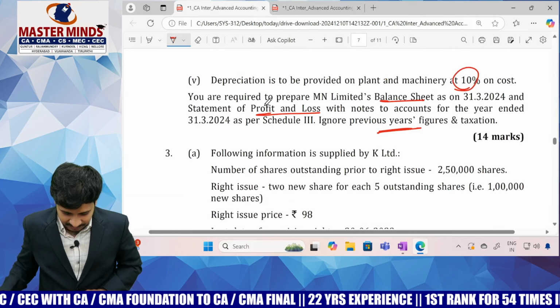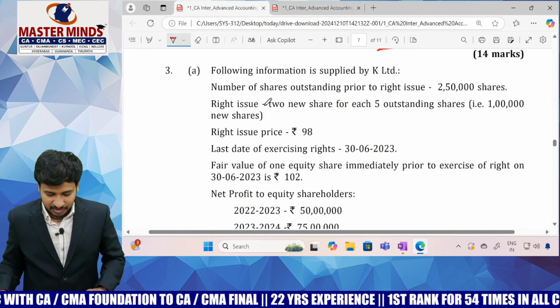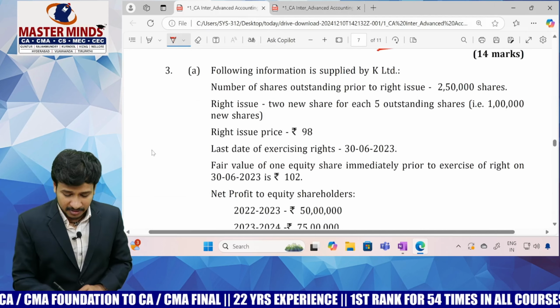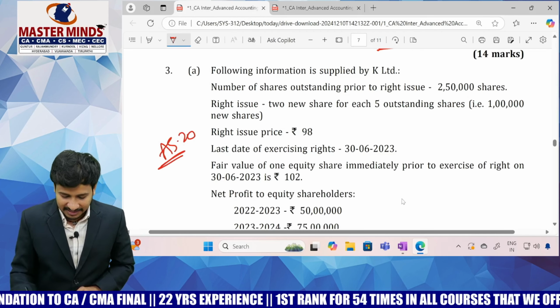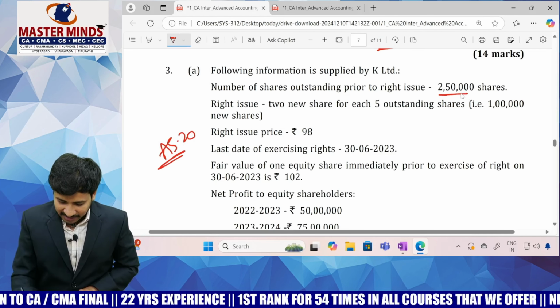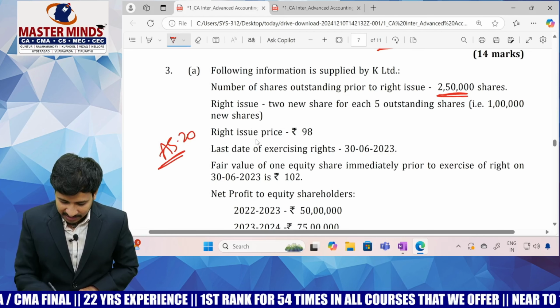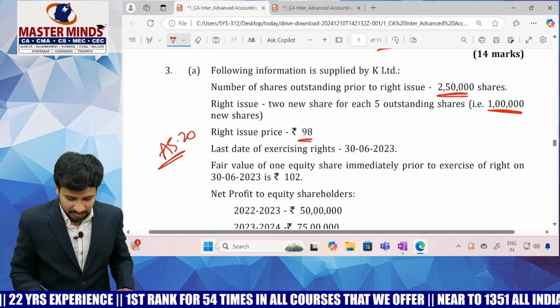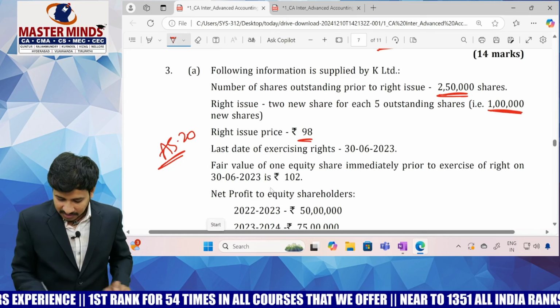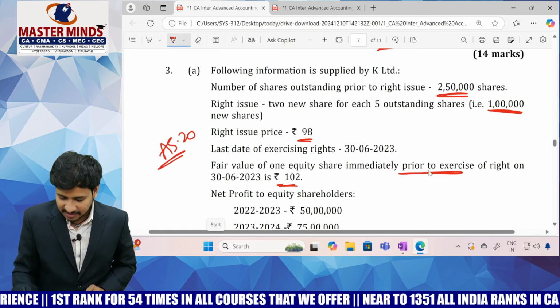That's it. And let me proceed with 3A. Pretty simple. Just by observing, I can tell that this is Accounting Standard number 20. Rights issue. Prior to rights there are 2.5 lakh shares outstanding. Rights issue is 1 lakh. Rights issue price is 98. So immediately, yes, this is the cum-rights price prior to exercise of rights.